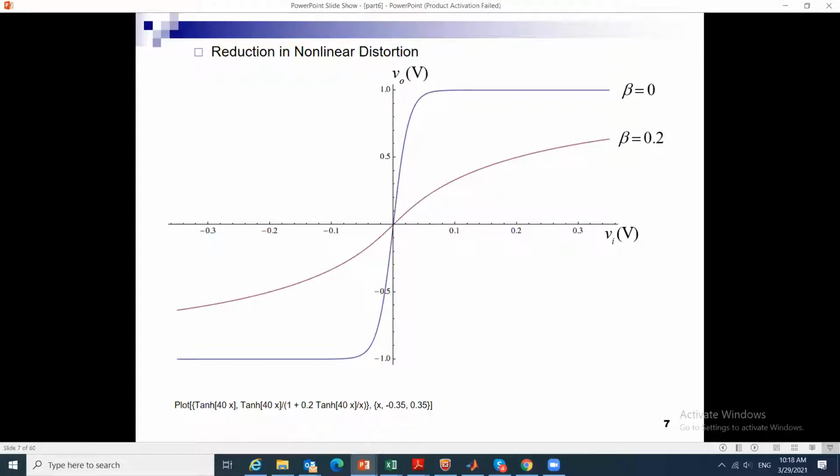So when AF is smaller than A, this means that the slope here is smaller than the slope here, and therefore my linear region becomes wider.